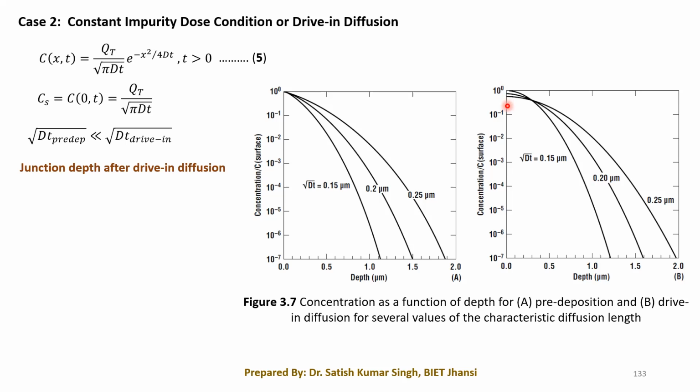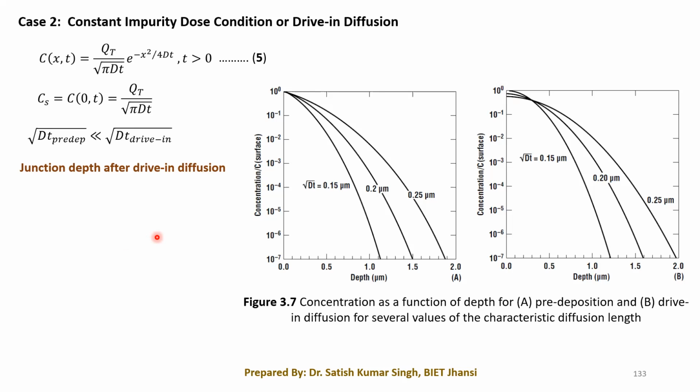So now from these graphs we can calculate the junction depth, what the junction depth is after the drive-in diffusion, or after the pre-deposition. As I explained about the junction depth, suppose we want to do the doping of an n-type dopant. Generally we take a certain substrate which is already doped, so let us say it is a p-type substrate, already containing p-type impurities.